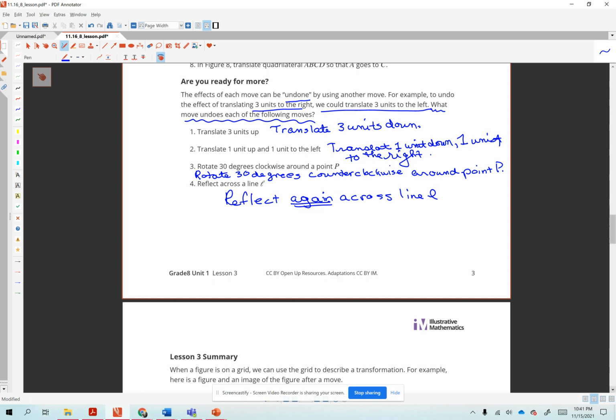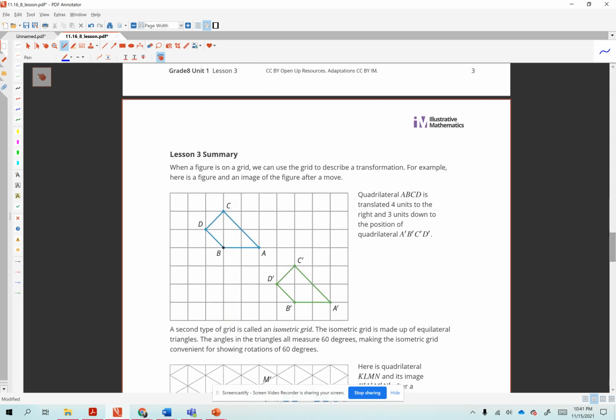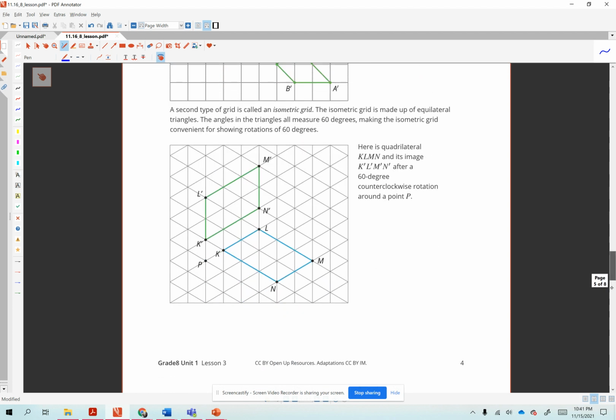And then here's our lesson summary. I would like you to read this 2 times and underline things and highlight things to help you remember it. Let's move on to our cool down.